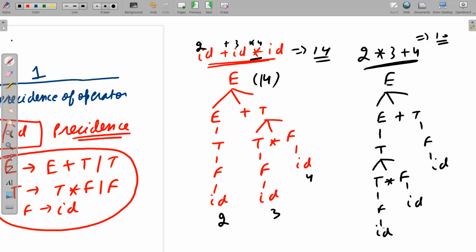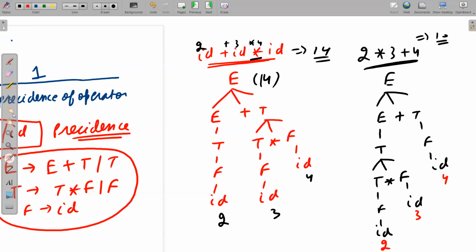So 2 into 3 plus 4. Here you should be getting 2, 3, and 4. Now it's obvious. To solve this E, you have to solve this E and this thing. So finally, you have to multiply 2 into 3. Then you will get this E, and add it with 4. So finally, you will get 10. So it hardly matters whether star is after plus or before plus. We have successfully given precedence to star. That means star is having more precedence than plus.